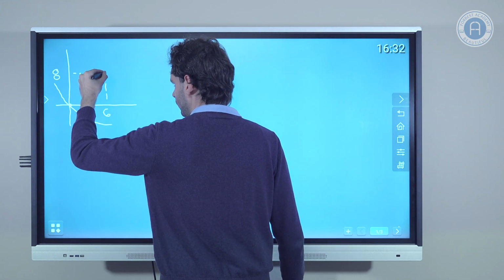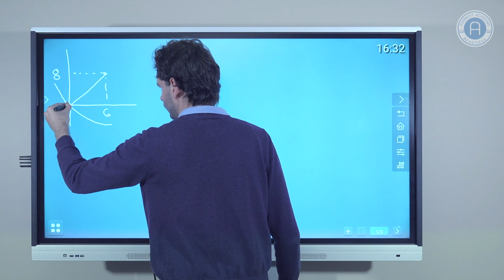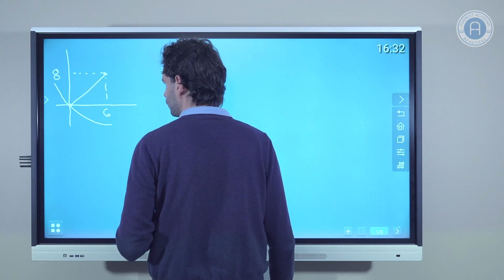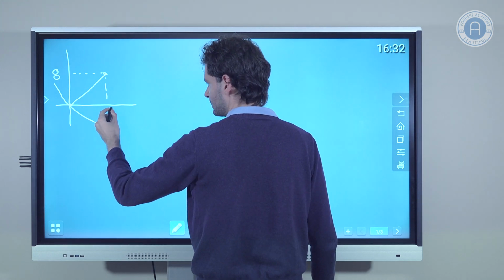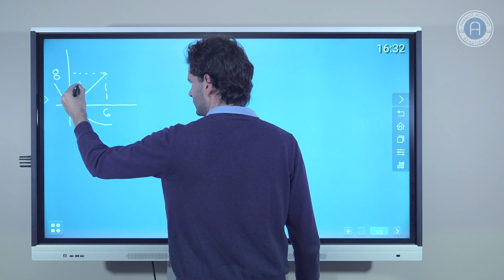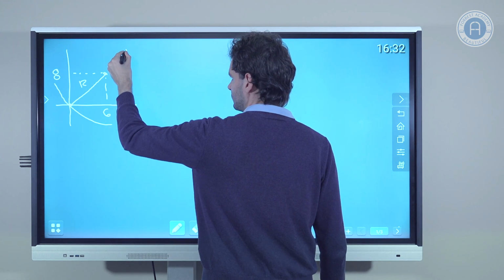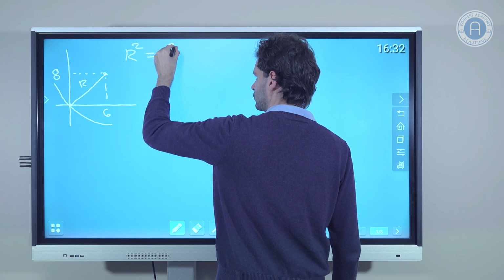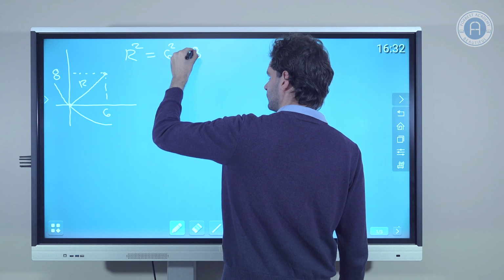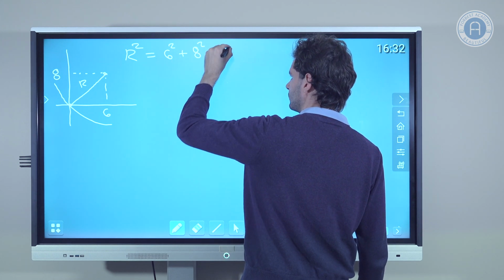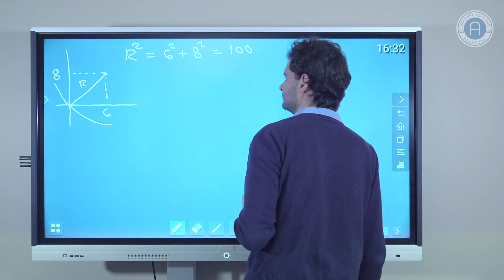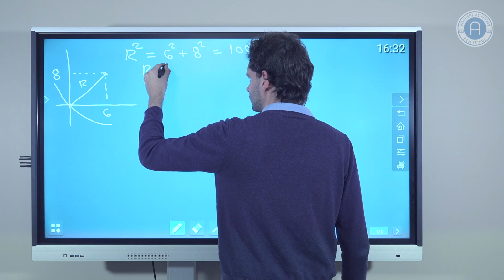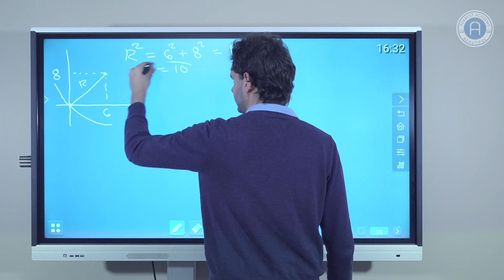Right, okay, so that means that you can draw the radius from the center to the circumference, and we can get this radius right away, since we know that this is 6 and this is 8. So this radius r satisfies r squared equals 6 squared plus 8 squared, which is 100. So the radius is 10.